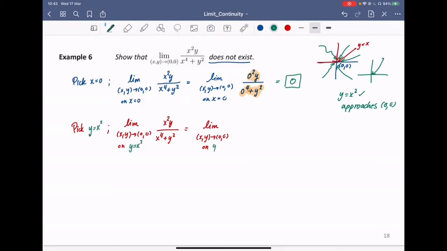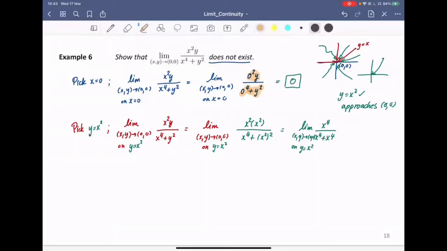Y equal to x squared. It looks good to me, because the denominator now builds up so that the powers are equal to each other. On the top, you're going to have the limit of x to the fourth power over x to the fourth plus x to the fourth. Wow, this looks amazing. As x, y goes to 0, 0 along y equal to x squared.